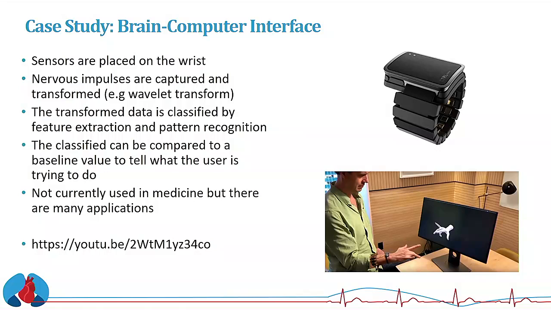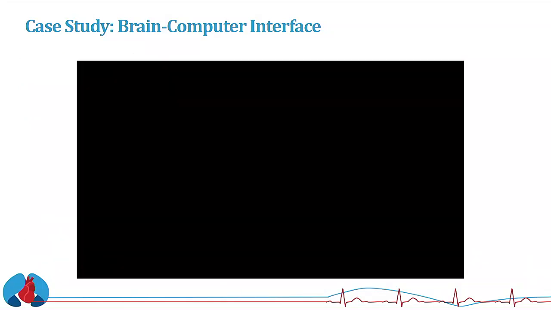Another really awesome case study is brain-computer interface. This is really cool. What they do is they get this bracelet with a bunch of sensors on it, and they place it on the wrist, and then they use nervous impulses while the person's moving their wrist to train the device and capture data. The transformed data is then classified by feature extraction and pattern recognition to try and say what the person is doing with their hand. There aren't a lot of clinical uses in medicine, but I will show you just some awesome applications.